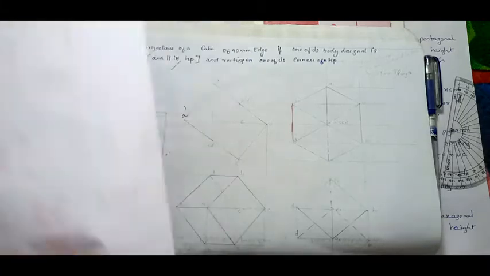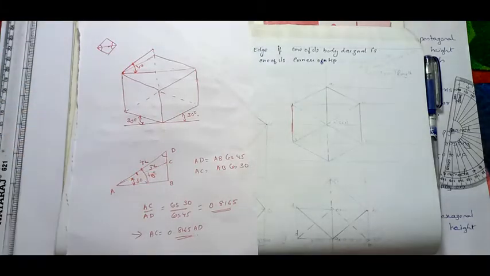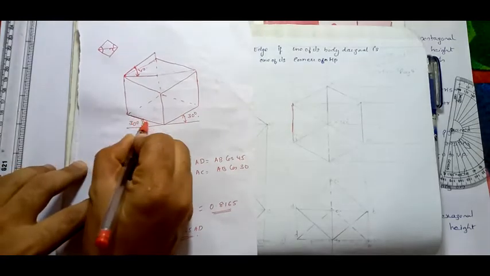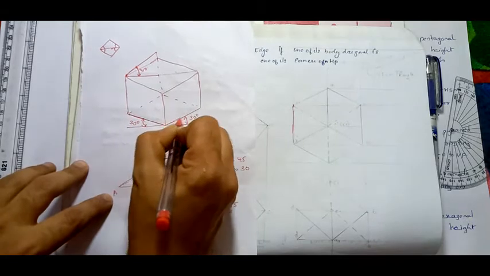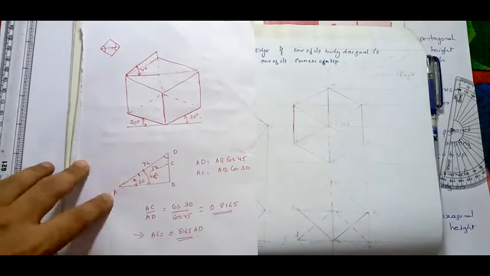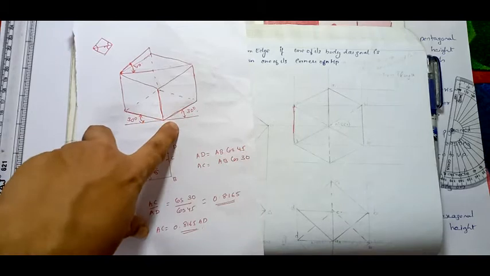Now while drawing, I have one more point to tell you. There are isometric lines and non-isometric lines. There is the isometric axis. Isometric axes means three mutually perpendicular axes: 1, 2, 3. These are called isometric axes.